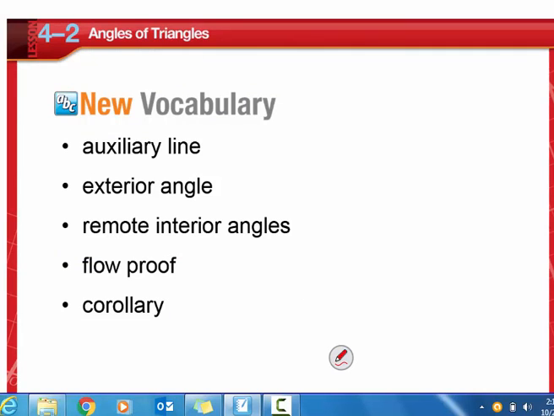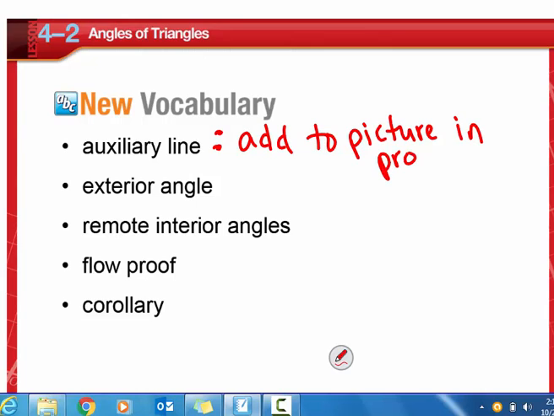An auxiliary line is just a line that you add to a picture in your proof. And it's always parallel, or I should say mostly parallel. It's usually parallel, so we can use that line to talk about things that we know to be true about parallel lines. So when we add an auxiliary line, we usually make it parallel to one of the bases of our polygon. The exterior angle is the angle outside of the polygon.